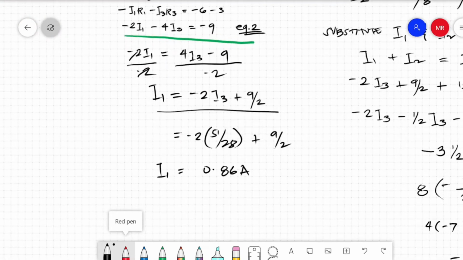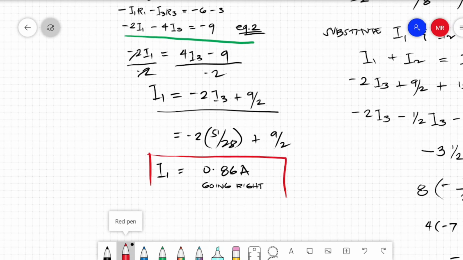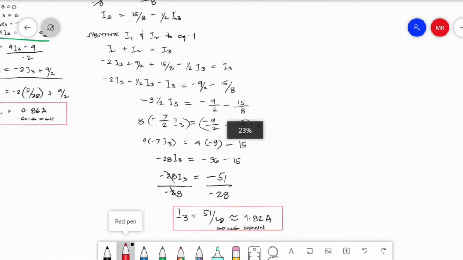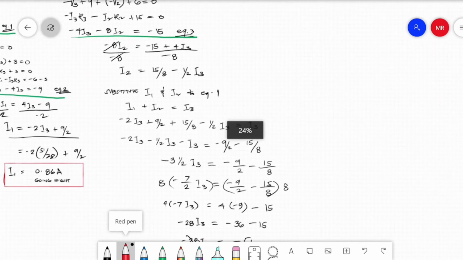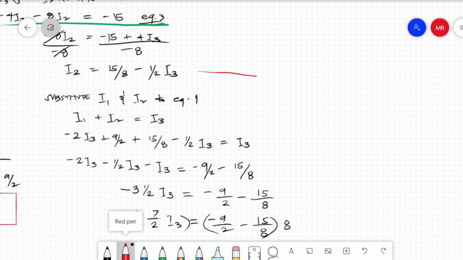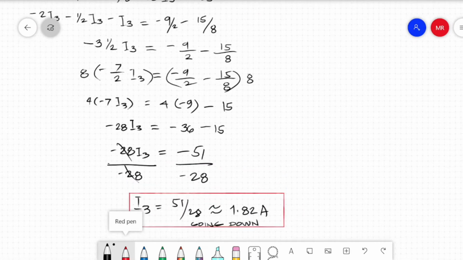Okay, 0.86 ampere. Right. So this is our answer for I1. For I2, we do the same. Where's our I2? Okay, I2 equals 15 over 8 minus 1/2 times I3, which is 51 over 28.